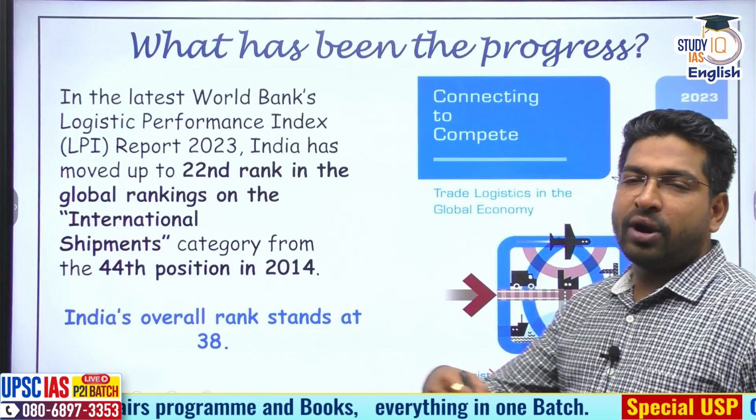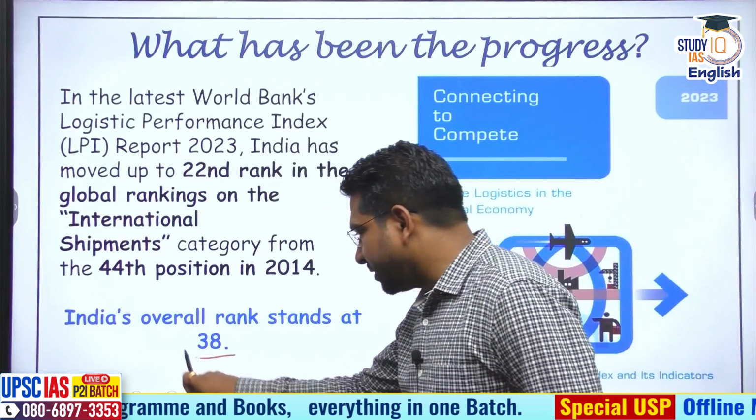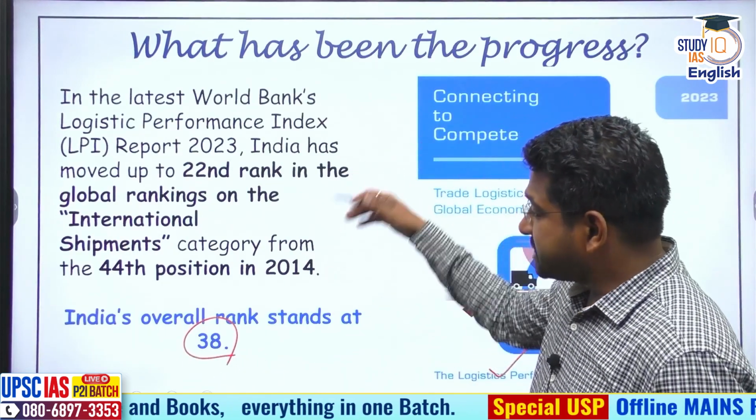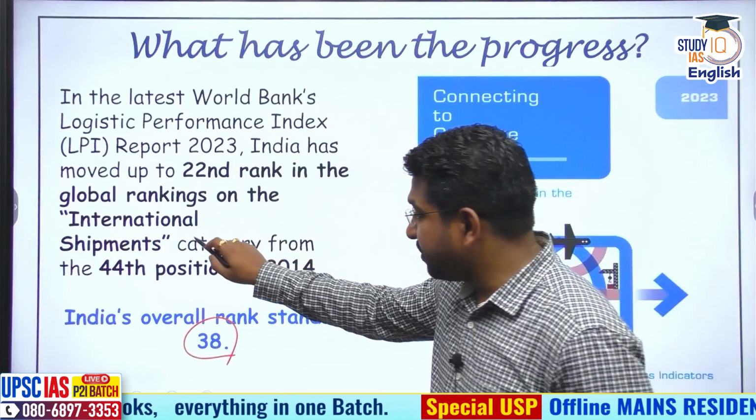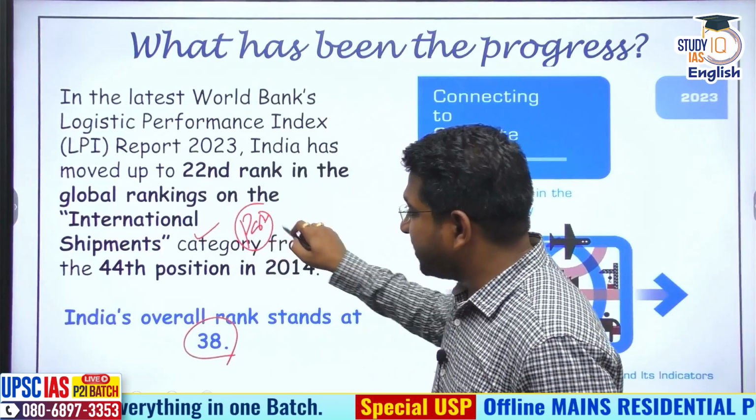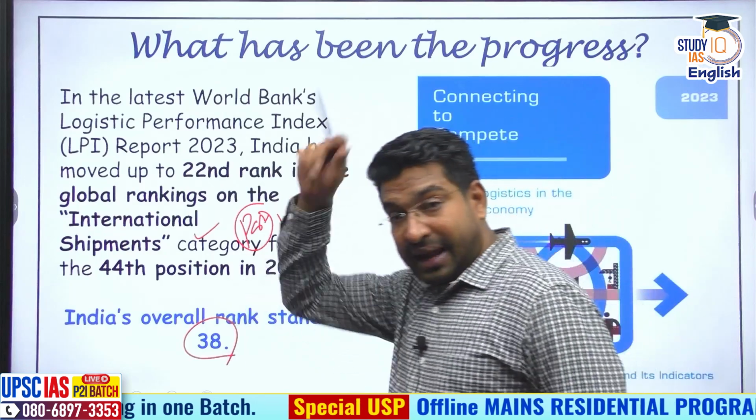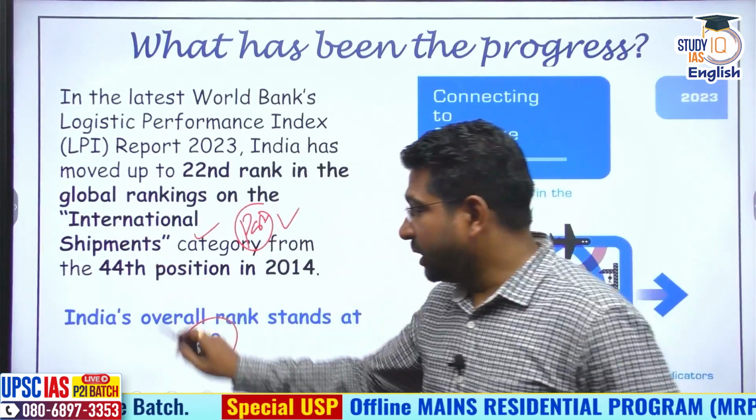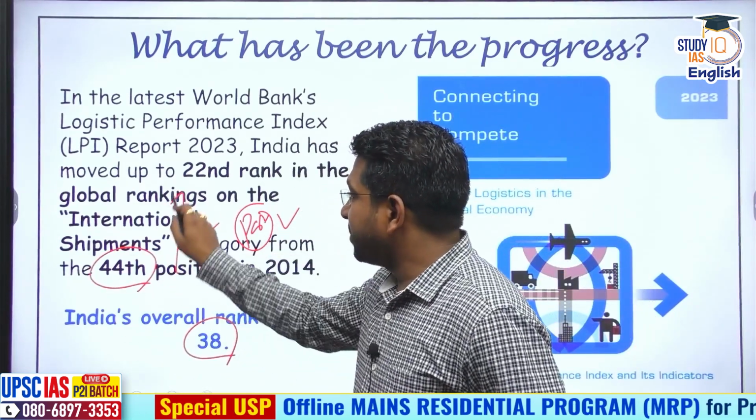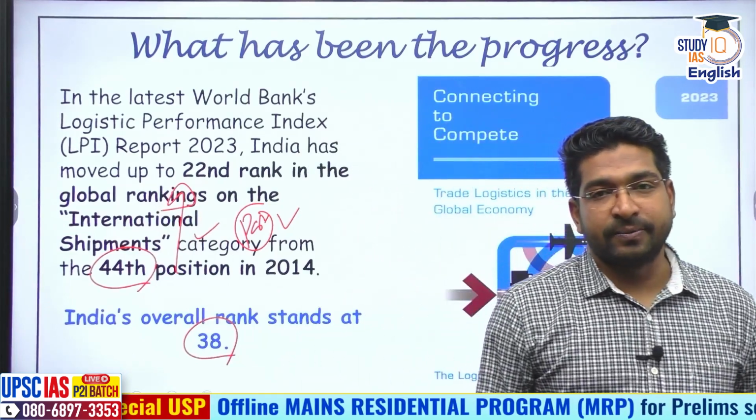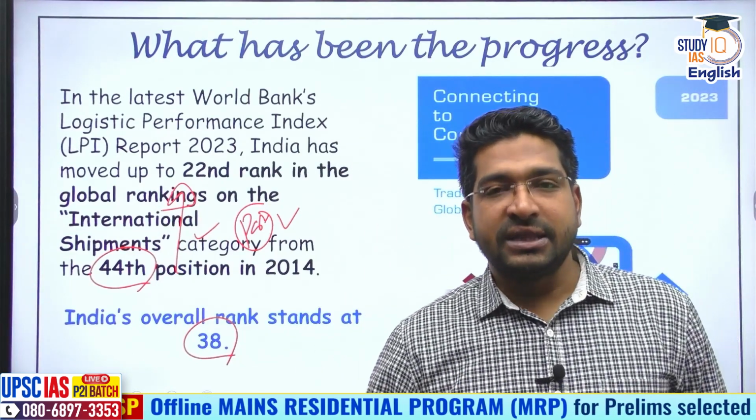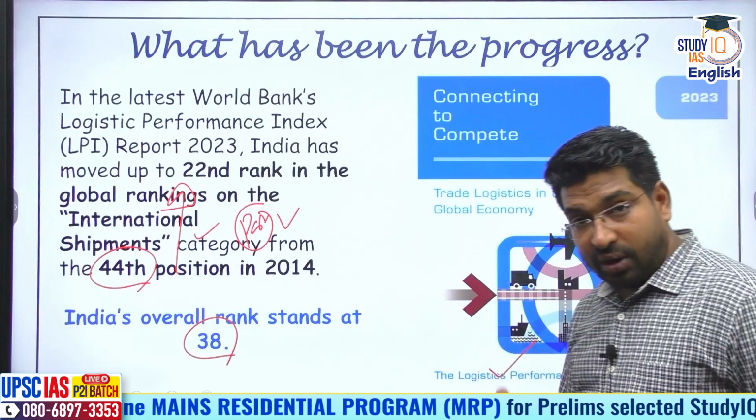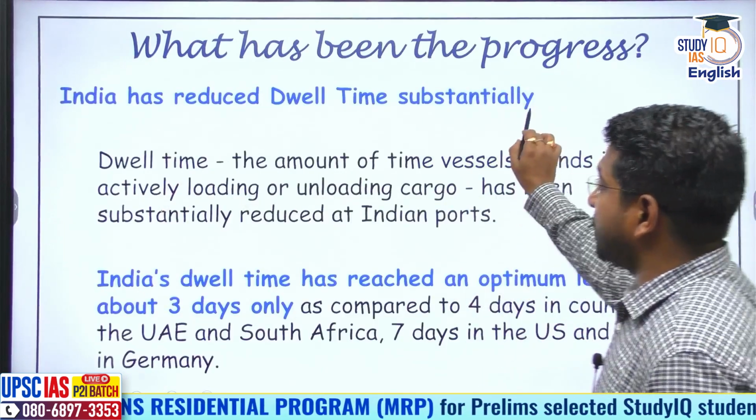India's overall rank in 2023 stands at 38. But in some areas, especially with respect to international shipments, that means in terms of ports, we have done extraordinarily well. From 2014, we were in 44th position. Now we have come to 22nd position. In terms of port development, the Sagarmala project has achieved a lot. In terms of port-led development, we have reduced our dwell time.